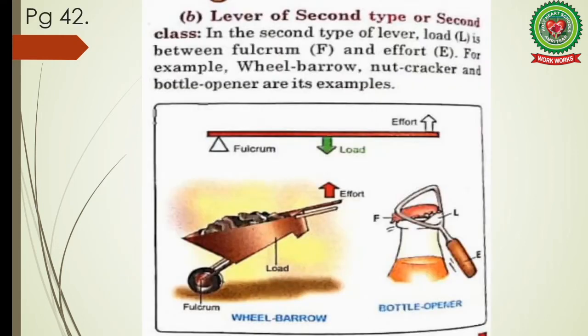Let us read now. Lever of second type or second class. In the second type of lever, load L is between fulcrum F and effort E. For example, a wheelbarrow, as we have discussed already. Nutcracker and bottle opener are its examples.